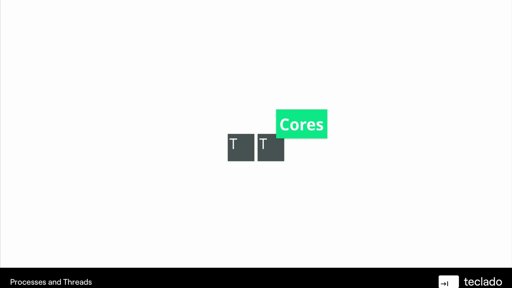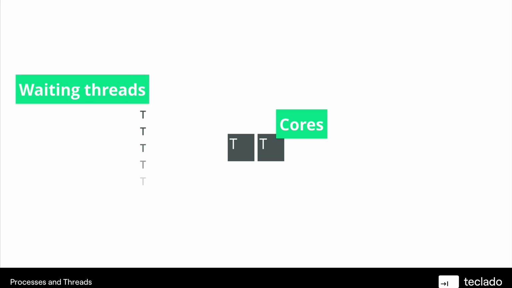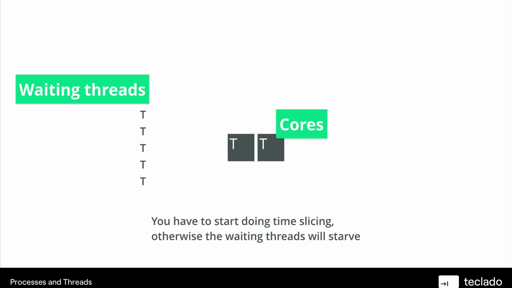Now, if we add in waiting threads, which there will always be some in your computer, for example, something to deal with you typing on your keyboard, now you have to decide if you want to run the 2 threads that are currently in the cores continuously, so that you can see things on your screen and move your mouse. Then your keyboard is never going to respond, because the thread that deals with your keyboard is waiting and is never going to run. So you have to start doing time slicing. Otherwise, the waiting threads are going to starve. And we don't want that.